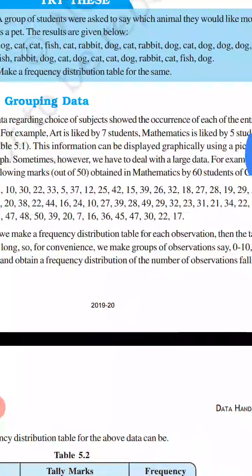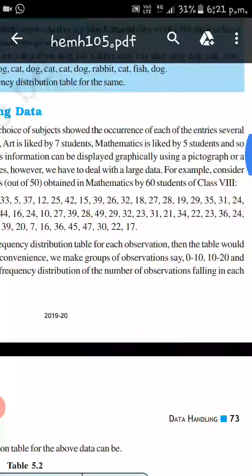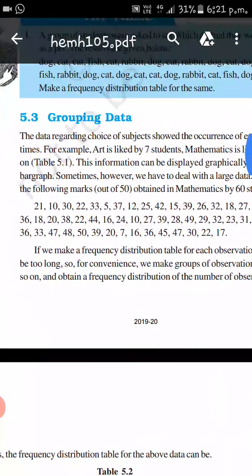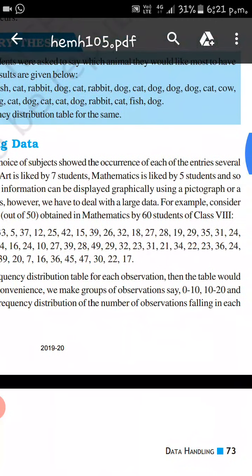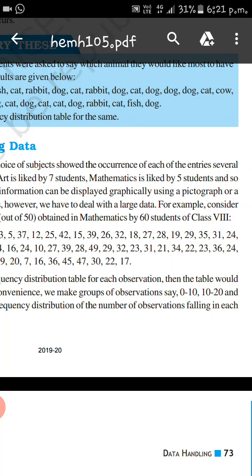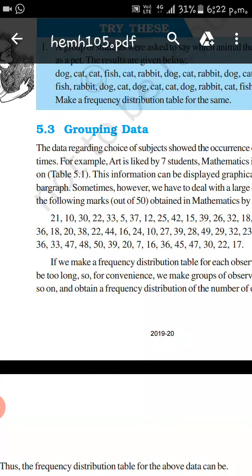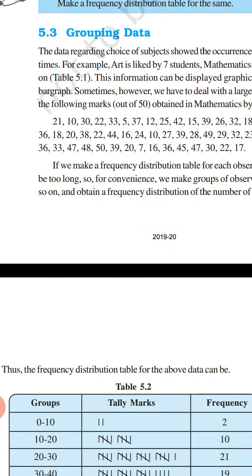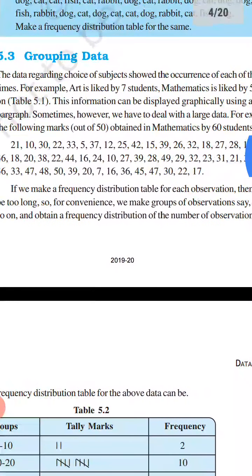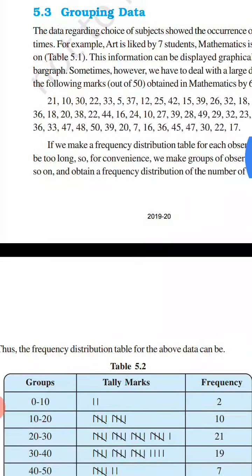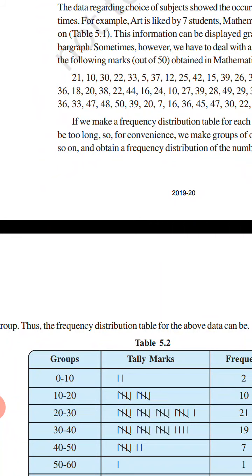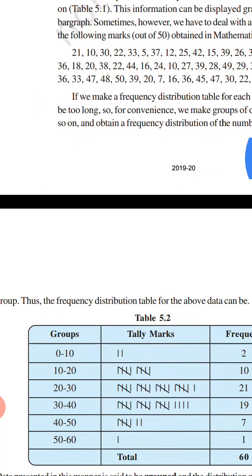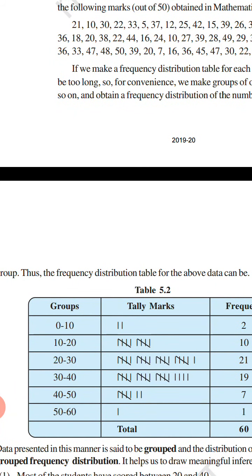Now, some grouping of data. These are the marks obtained. Following marks out of 50 obtained in mathematics by 60 students. The number of students is 60 and these are the marks. Now we have to arrange it. So you have to see first which is the minimum marks and which is the maximum marks. Then you group them 0 to 10, 10 to 20, 20 to 30 and up to 50 to 60.